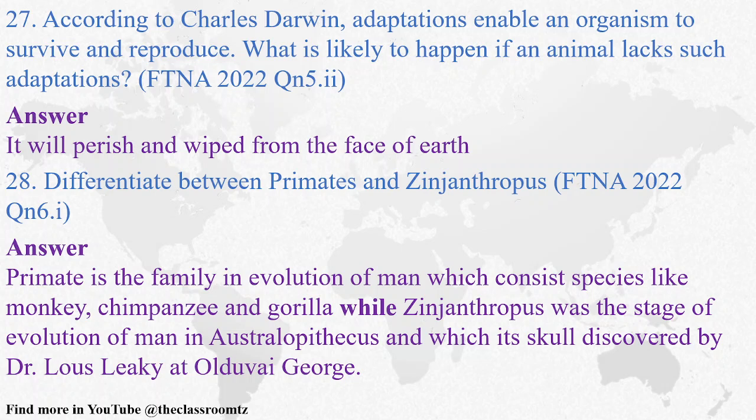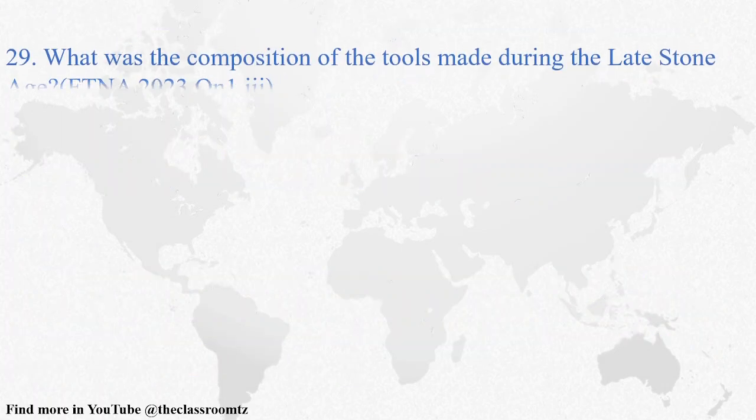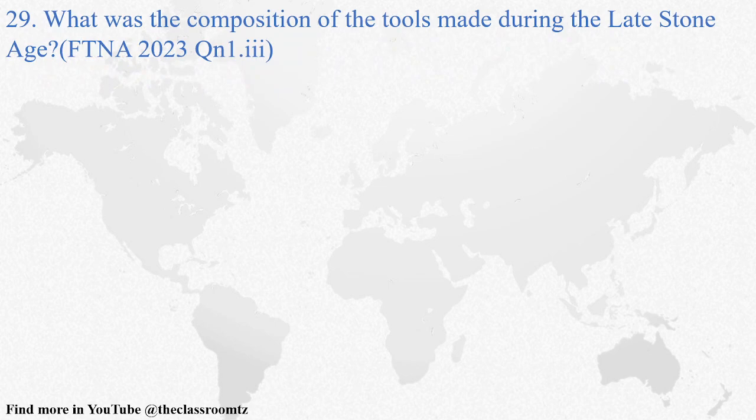While zinjanthropes were the stage of evolution of man in Australopithecus, whose skull was discovered by Dr. Louis Leakey and George. So here we have the pot, and things inside of the pot. The pot here is primates, and inside of primates we have zinjanthropes. Zinjanthropes is the product of primates. So when you see those monkeys in the forest, sometimes maybe they are your uncles.